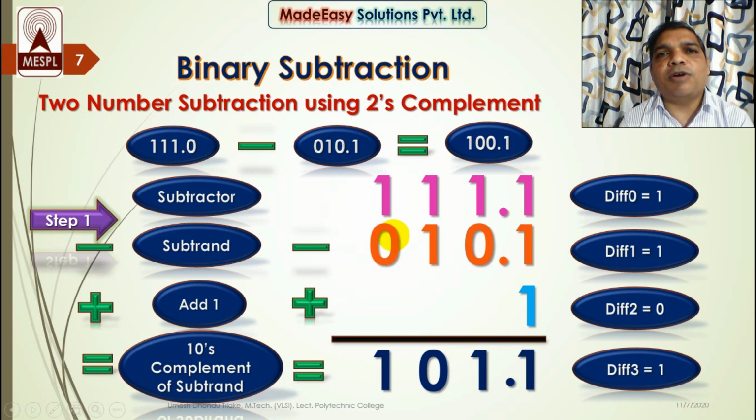If I would have not considered this 0, then the subtrahend would have 10.1 and subtractor would have 11.1, and the 2's complement I would have got 01.1, which is different than I have got now. That means you keep in mind, while using complement techniques, number of bits in subtractor and subtrahend must be same. Then only we get the proper results.